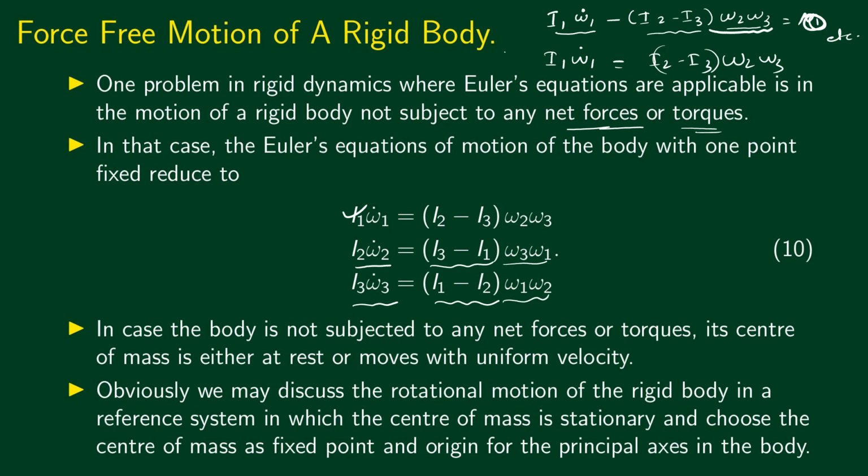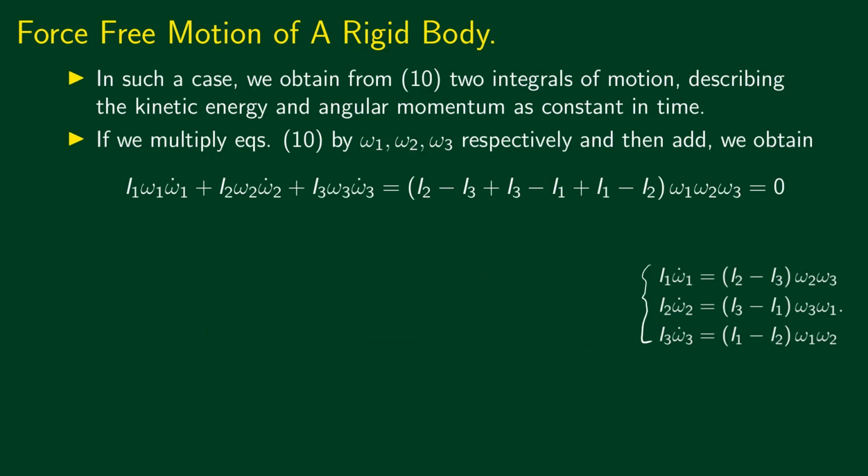Now if the rigid body is not subjected to any net forces or torques, then clearly its center of mass is either at rest or it moves with a uniform velocity. So we can always choose an inertial frame where the center of mass is at rest. The center of mass is stationary, and then we need to discuss only the rotational motion of the rigid body. This is conveniently done if we choose a reference system whose origin is the center of mass, which is also the origin for the principal axis in the body. We saw that Euler's equations take this form if the external torques and forces are 0.